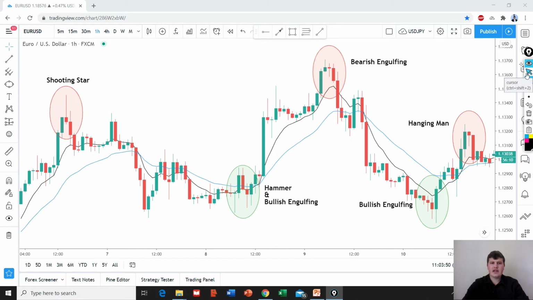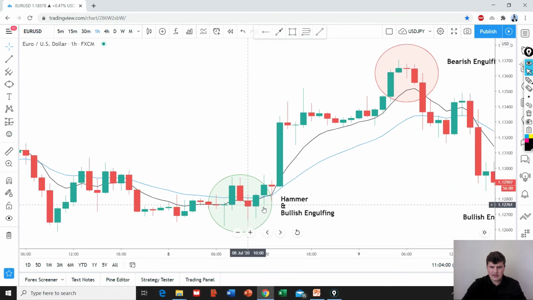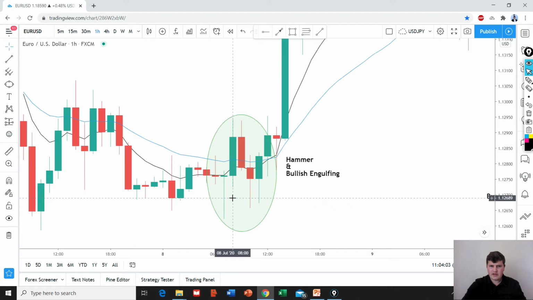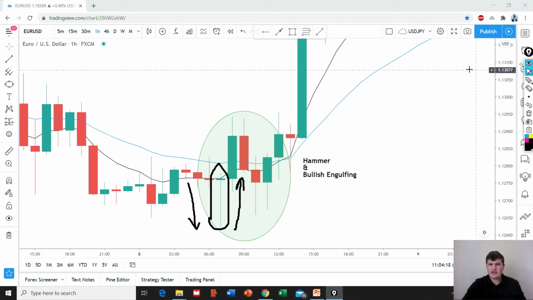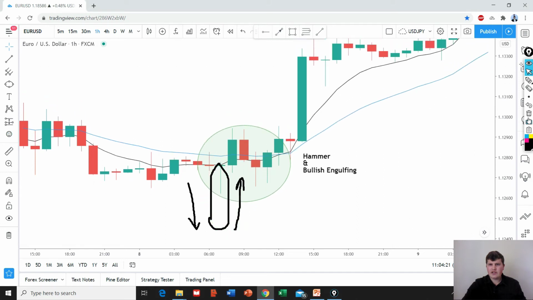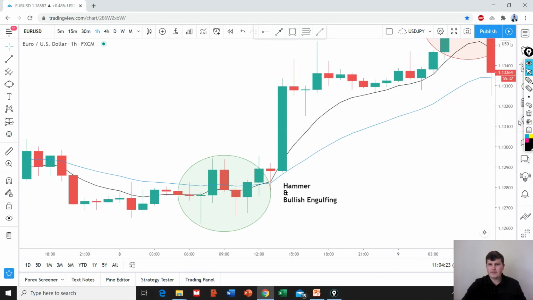The next candlestick pattern that formed was the hammer candlestick. I'm going to zoom in a bit so that you guys can see more clearly, and the hammer candlestick is this candlestick over here. As you can see, the bears tried to push the price lower, but at the end the bulls won this specific battle, and price just continued higher and higher after the formation of the hammer.